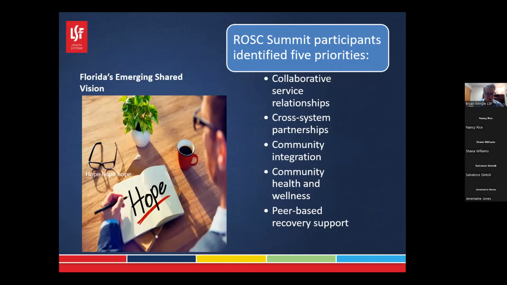Going back to the ROSC summits that I mentioned earlier, there were 5 priorities that came about from that. There were a lot of cafe conversations in the rooms. We had a lot of breakout rooms. And what the community told us was that we needed to improve our collaborative service relationships, cross-system partnerships. And that's what we're doing today in a way. We're having a lot of interagencies get together. We're starting a process where we're going to have monthly calls. I'm going to give you some tips on how to reach out to, you're doing a lot of this already, nonprofits in your community that can help people find a passion or replace what they were doing in an unhealthy way with healthy ways. And so partnerships are very big, community integration, community health and wellness, and of course, peer-based recovery support.